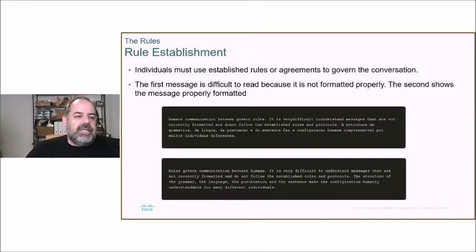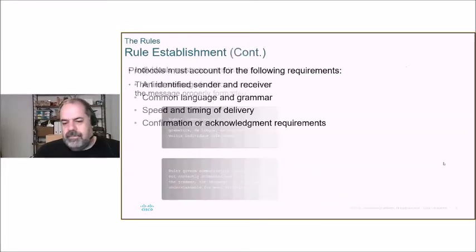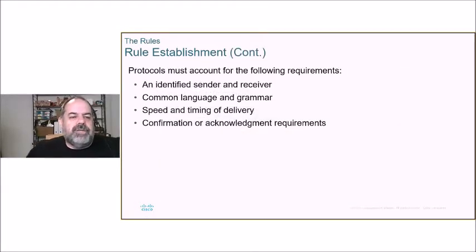Okay, so rule establishment. Individuals must use established rules or agreements to govern the conversation. The first message is difficult to read because it's not formatted properly. The second shows the message properly formatted, so it's just a little easier to read. Protocols must account for the following requirements: an identified sender and receiver, a common language and grammar, speed and timing of delivery, and confirmation or acknowledgement requirements. A protocol or a group of protocols must get all of these things done.